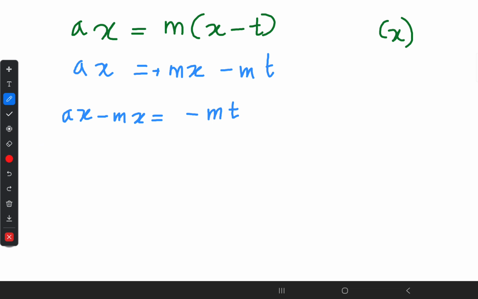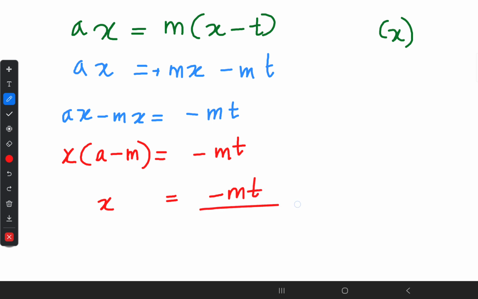I just expanded and thereafter I brought the needed quantities to the left hand side. Thereafter, look at here, both have x quantities. Here you need to make x a common factor. When you bring x as a common factor, it will become a minus m. x times a minus m is equal to negative mt. Finally, x is multiplied with this expression, equals negative mt. So x would be negative mt divided by the expression a minus m. This would be the final answer.